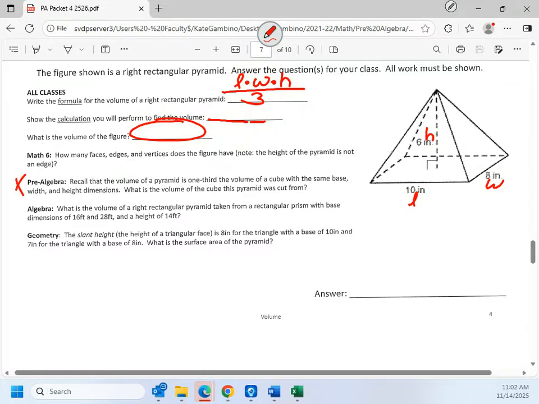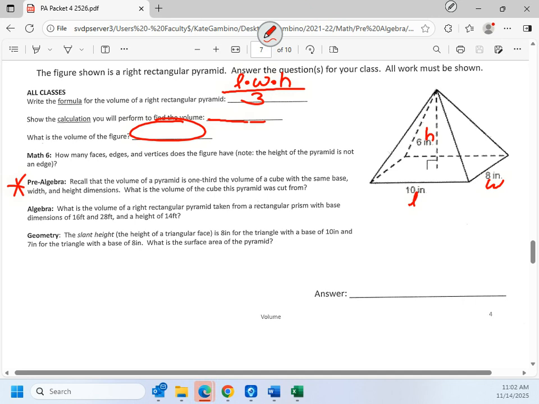Then we have to do our question. Recall that the volume of a pyramid is 1/3 the volume of a cube with the same base, width, and height dimensions. What is the volume of the cube that this pyramid was cut from?